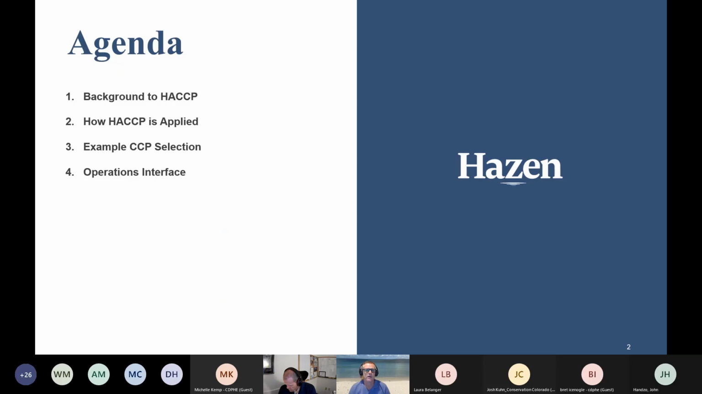And then I want to spend a bit of time actually working through an exercise of critical control point selection, just so we can see as a group how we might go through the process of identifying where the critical control points are, to get a sense of how that might work. And then lastly, I want to look at how we then integrate that into operations for the long term.